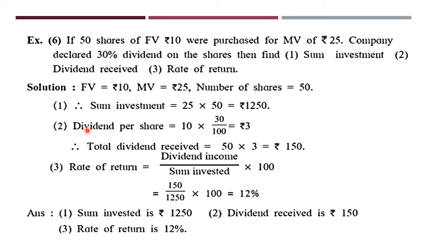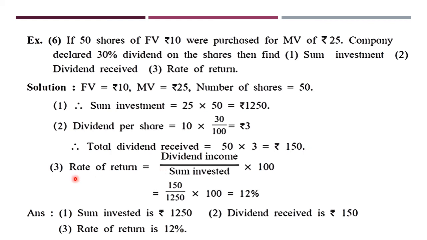Second point, dividend per share. Dividend is fixed depending on the face value of the share, not depending on the market value. So 30% of 10, because 10 is the face value of each share. So dividend per share will be 30% of 10, that is 30 divided by 100 times 10, which is ₹3. So for one share, the dividend received is ₹3. Now total 50 shares are purchased, so total dividend received will be 50 multiplied by 3, which is ₹150.